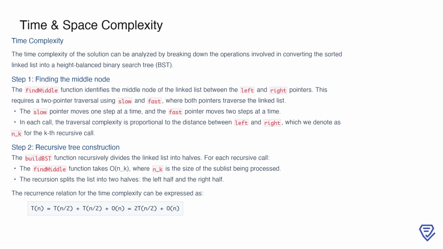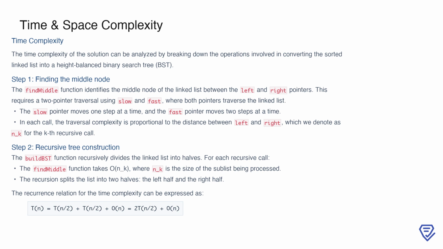First, let's consider the findMiddle function, which identifies the middle node of the linked list between the left and right pointers. This is done using a two-pointer approach, where the slow pointer moves one step at a time, and the fast pointer moves 2 steps at a time. The complexity of this traversal is proportional to the distance between the left and right pointers in each recursive call, which we denote as n_k for the kth call.